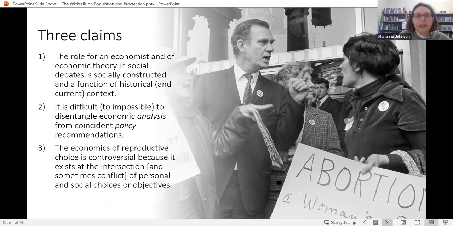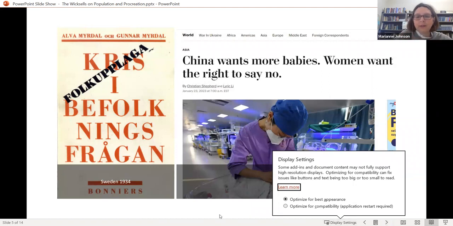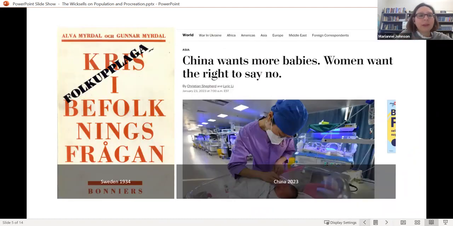As I mentioned at the beginning, some of these things never change. On the left, we have Crisis in the Population Question, which was a Swedish bestseller in 1934, written by Alva and Gunnar Myrdal. And then just last week in the news, we have Asian population policies and what we're going to do to increase the population.